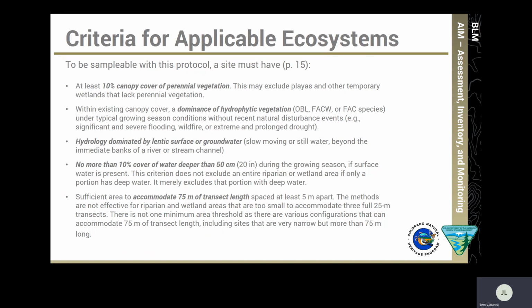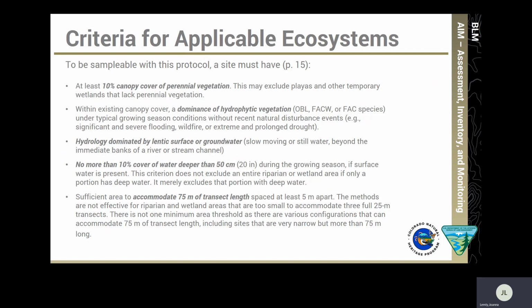If surface water is present, the monitoring plot must have no more than 10% cover of water deeper than 50 centimeters or 20 inches during the growing season. This criterion does not exclude an entire riparian or wetland area if only a portion has deep water. It merely excludes that portion with deep water. The line point intercept method is very difficult to carry out in deep water, so we have kept the maximum depth at 50 centimeters.